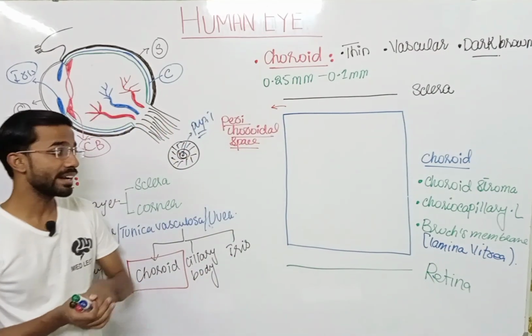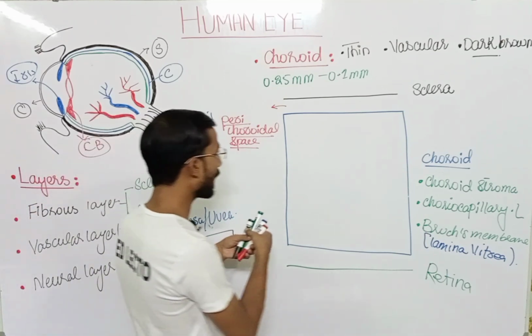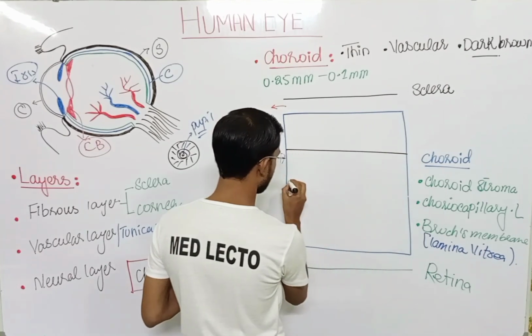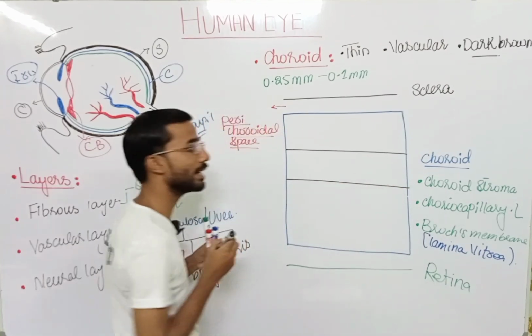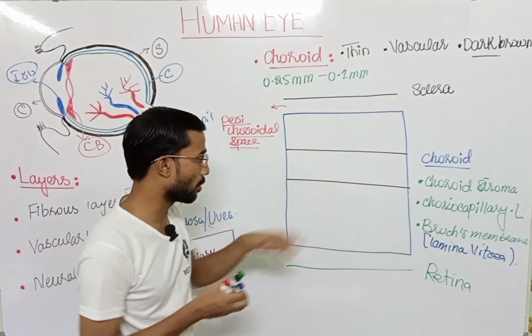Bruch's membrane, also called lamina vitrea. Okay, so we divide the choroid into 3 layers. Here are basically the 3 layers of the choroid. First is the choroid stroma.